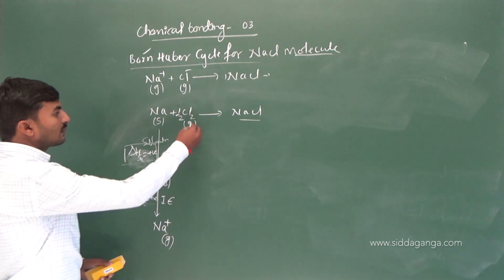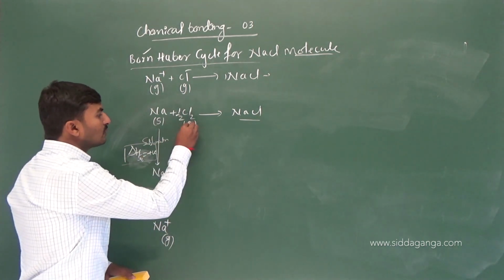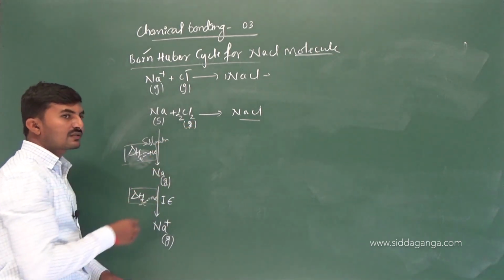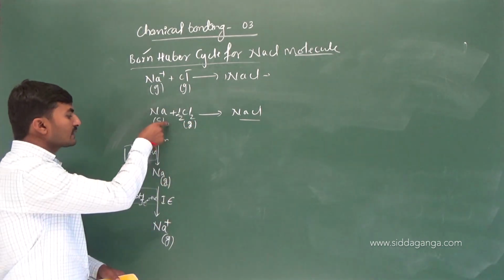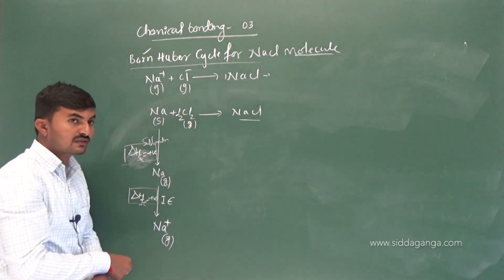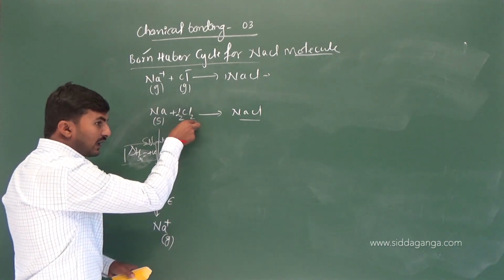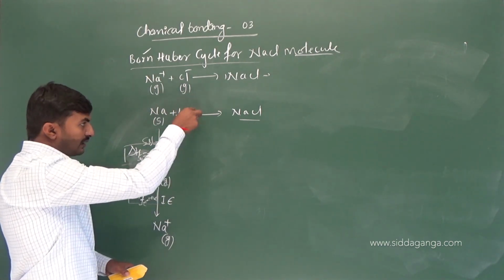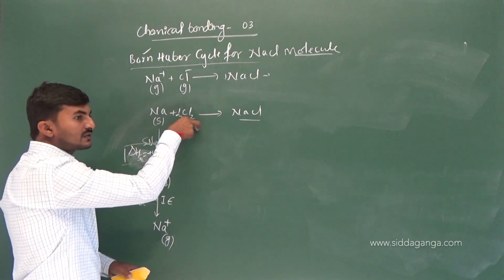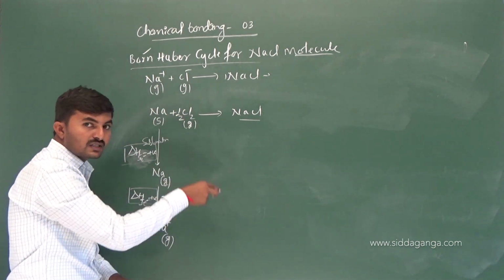Next we will come to Cl2. Here Cl2 already exists in a gaseous state. There is no need to sublimate this Cl2 because it already exists in a gaseous state. Now what is our aim? Just to convert this molecular Cl2 into Cl atoms followed by Cl ion. We have to convert this Cl2 molecule into a Cl atom followed by Cl ion.